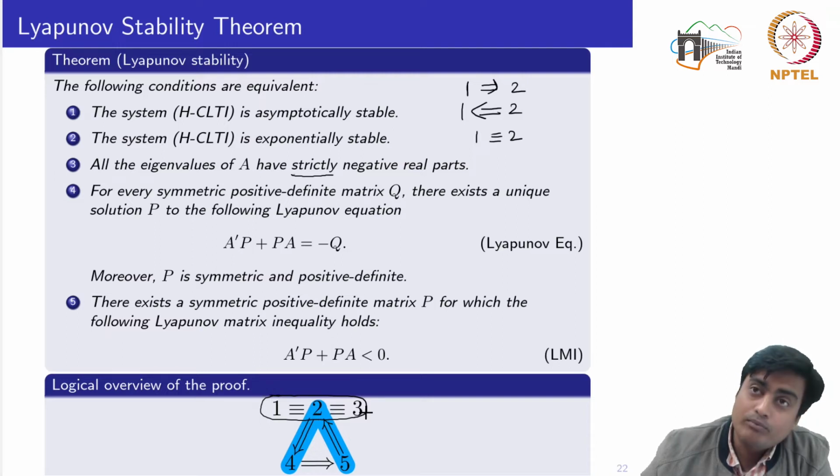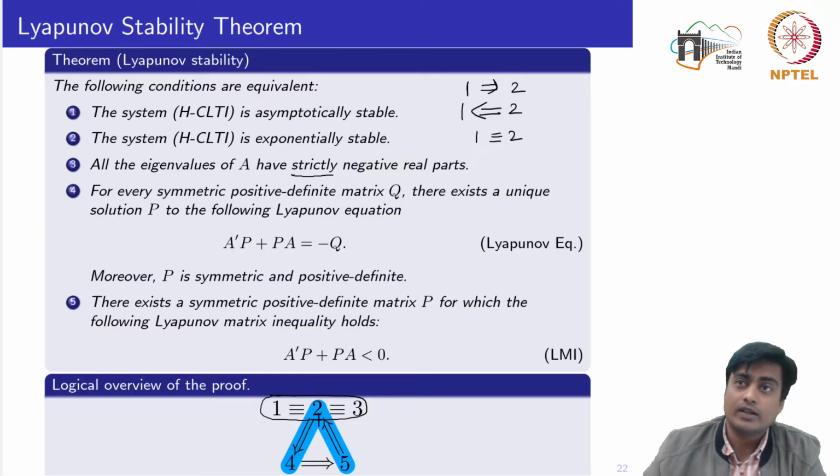Now the equivalence which we will prove in the next couple of minutes is that 2 implies 4 and 5 implies 2. Basically we want to close the loop. The 4 implies 5 is quite trivial: if statement 4 is true, then statement 5 is also true, and this can be done by choosing Q as an identity matrix. Once you put Q as the identity matrix of the same dimension in the Lyapunov equation, you directly obtain this LMI. So 4 to 5 is pretty much straightforward. Next we will see 2 implies 4 and 5 implies 2.